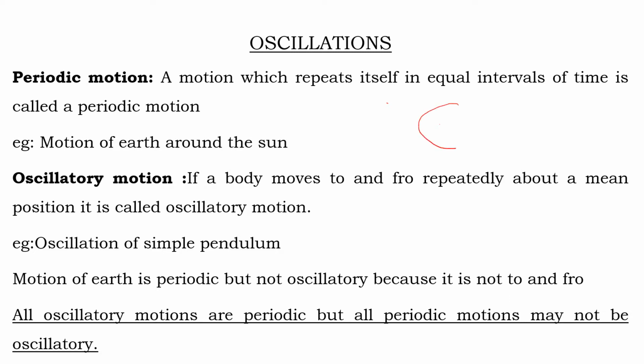For that, consider the motion of Earth around the Sun. And the Earth will take about 365 days to complete one rotation around the Sun.